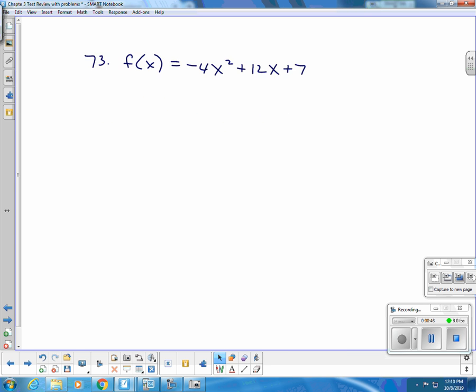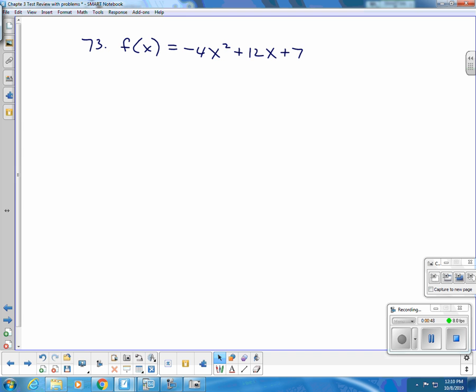All right, they want you to be able to find the vertex. How do I find the vertex? Very good. The H part of the vertex is negative B over 2A. So negative 12 over 2 times negative 4. I'm getting 1.5.